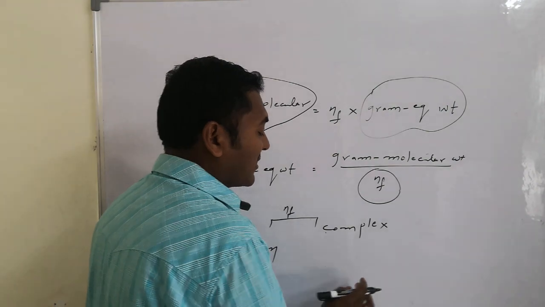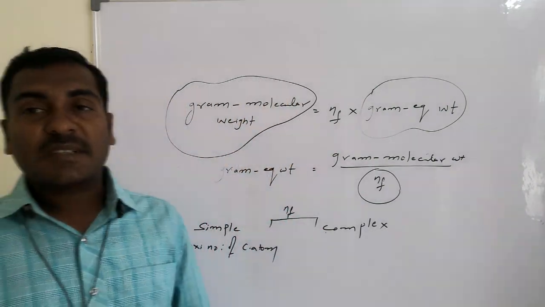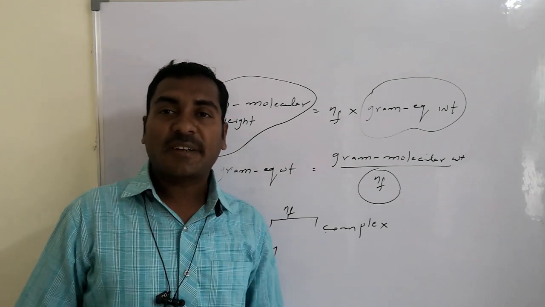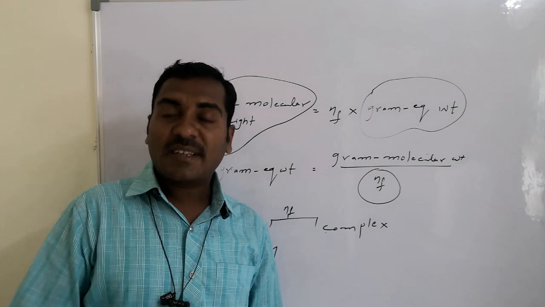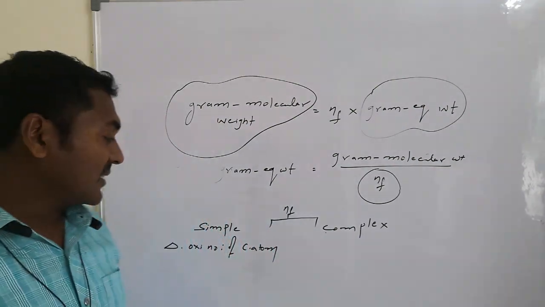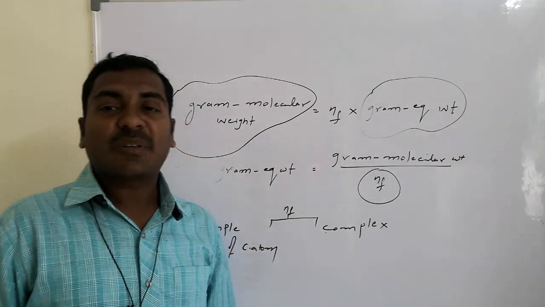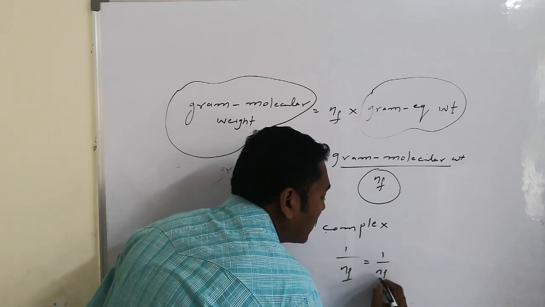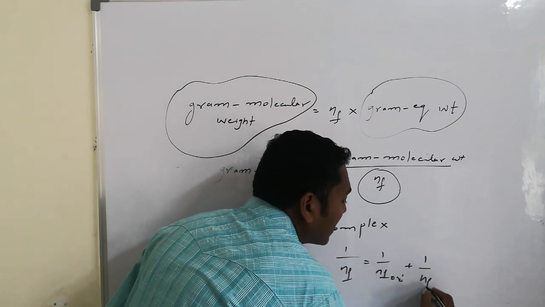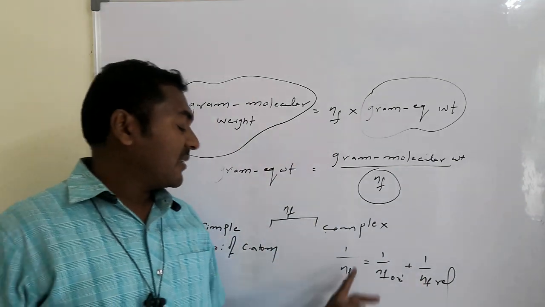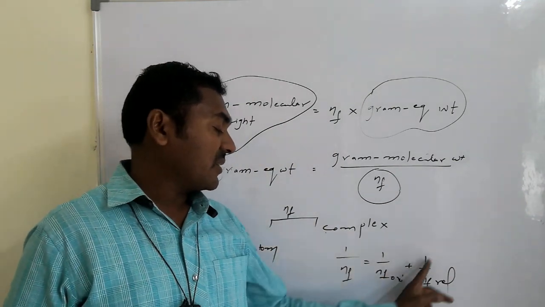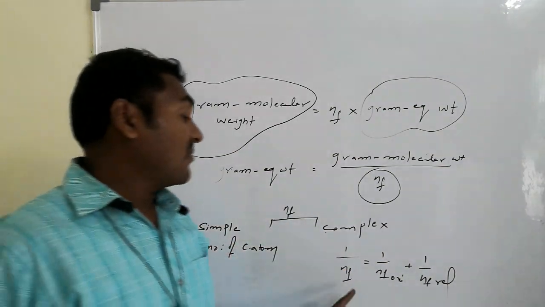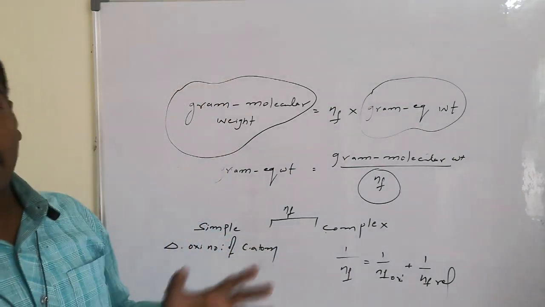Suppose the same element with an intermediate oxidation state, some part of it underwent oxidation, and some other part of it underwent reduction within the same reaction. In that case, individually we have to identify the oxidation number change of the first one and of the second one. So the net N factor will be obtained from the N factor of oxidation and the N factor of reduction. So 1 by N factor will become equal to 1 by N factor of oxidation plus 1 by N factor of reduction. This reciprocal value will become equal to what? N factor. That N factor will become equal to the regular N factor.